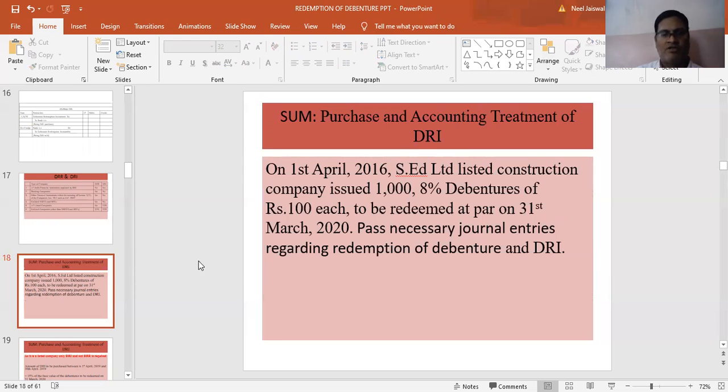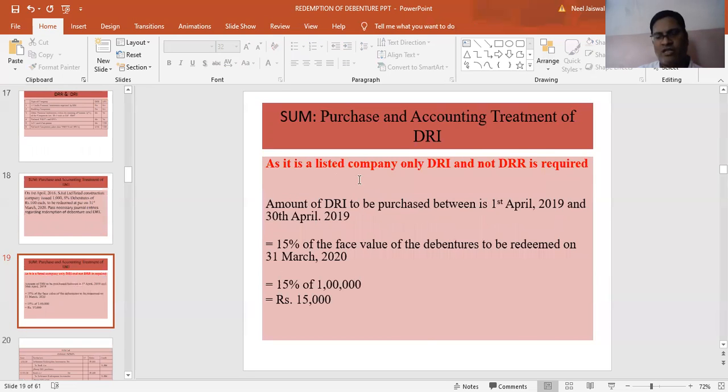So, debenture redemption investment. As per the provisions of the Act, it's a listed company, a construction company, that is a non-financing company. So they have to create DRI only before they will redeem the debentures. And the redemption investment date will be 1st April to 30th April, as it is given. As it's a listed company, only DRI and not DRR is required. Amount of DRI will be how much? 15% of the face value of the debentures to be redeemed.